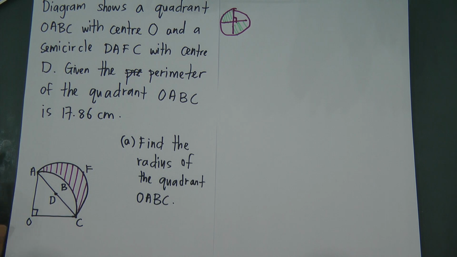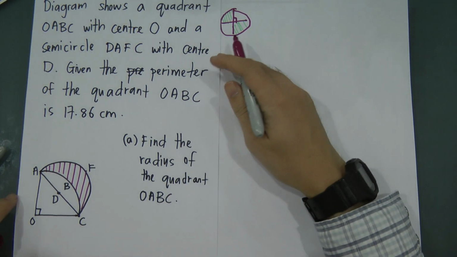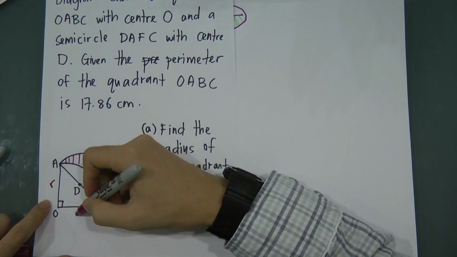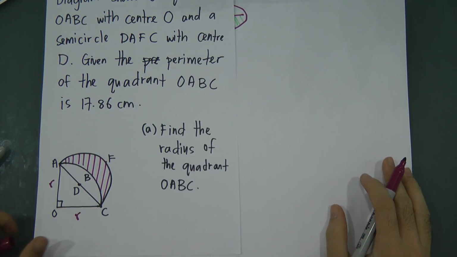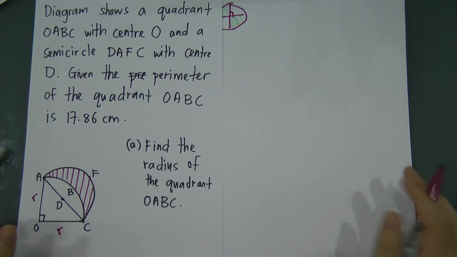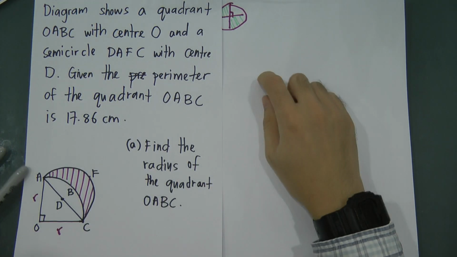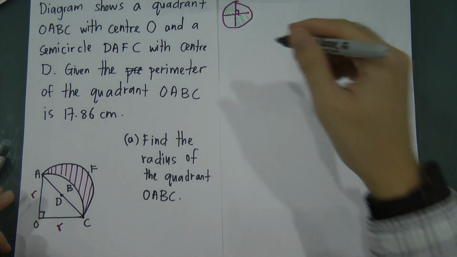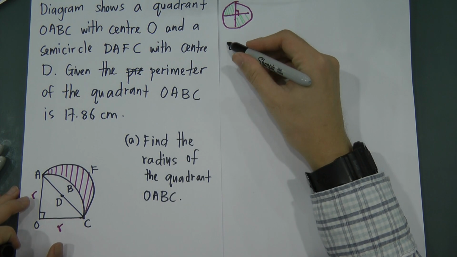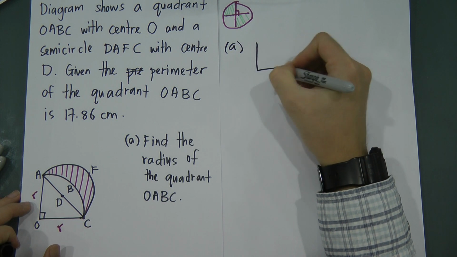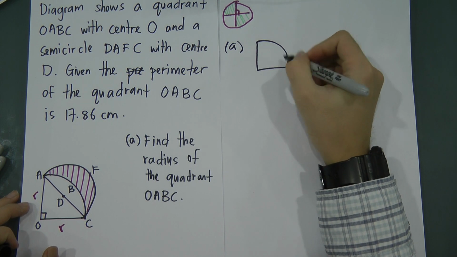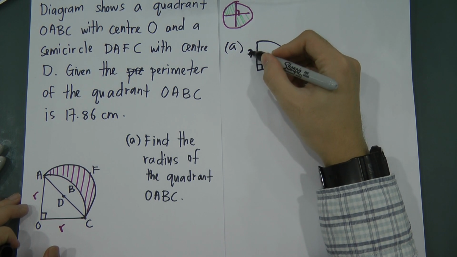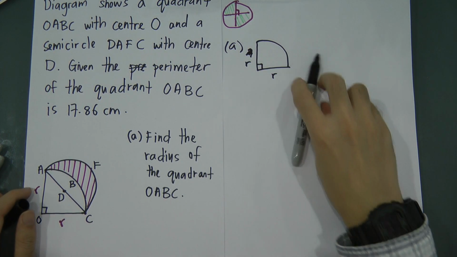Because this is a quadrant, we know AO is the radius and OC is the radius, isn't it? So I'm going to draw out this quadrant over this side and show you how to find the perimeter. If you see the picture, it's very simple, but if you can't see, it will take some time to find. I randomly draw the quadrant, 90 degrees. This one will be r, and this one will be r also.